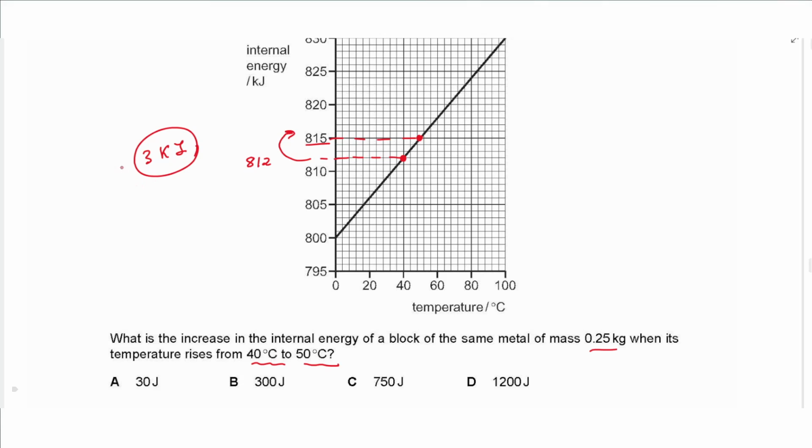So this is the thermal energy for 1 kilogram. For 0.25 kilograms, we divide that by 4. So from 1 kilogram to 0.25 kilograms, we divide by 4. So the energy is also divided by 4. Dividing 3000 by 4, that gives 750 joules. So the answer is C.